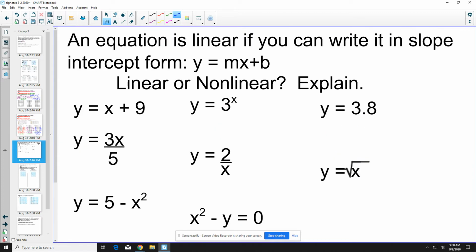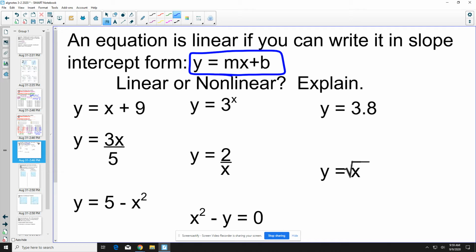Okay, now I want you to think about linear or nonlinear in a different way by looking at an equation. An equation is linear if you can write it in slope-intercept form. Remember, slope-intercept form is y equals mx plus b. m is your slope, and b is your y-intercept.